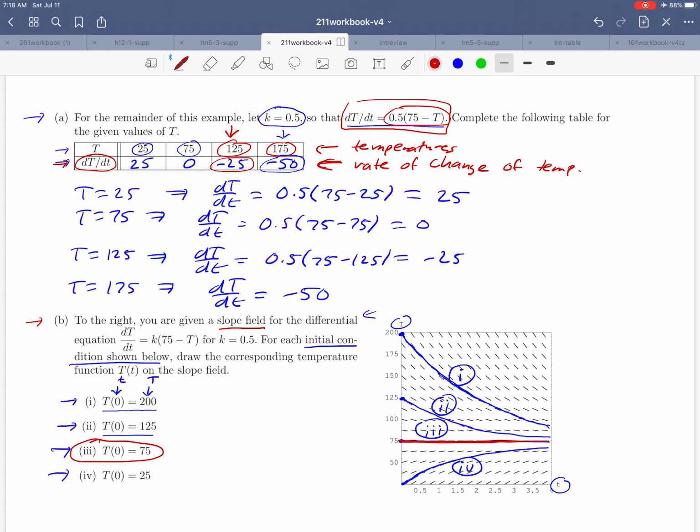Okay, so there is a brief preview of slope fields, and the rest of this section will be just doing some more examples and getting more familiar with this concept of a slope field that we talked about.